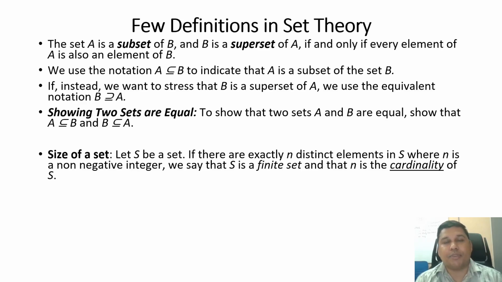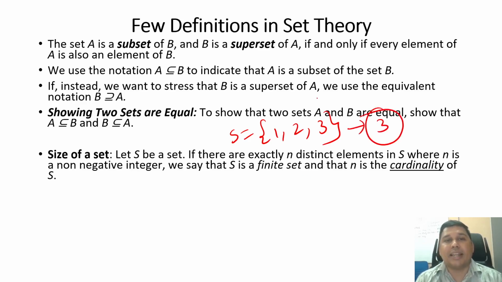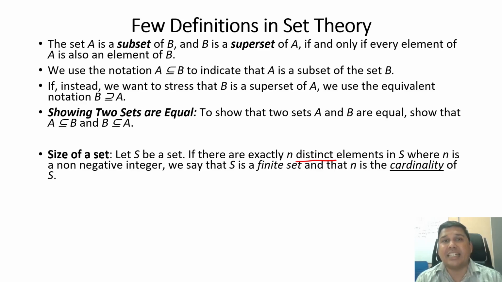Size of a set. Now, if there is a set S with elements 1, 2 and 3, what is the size of this set? It is 3 because there are 3 elements in the set. But in set theory, we call it cardinality. Cardinality of set S is the number of elements available in the set. But the important point is distinct elements. Remember, cardinality means distinct elements.